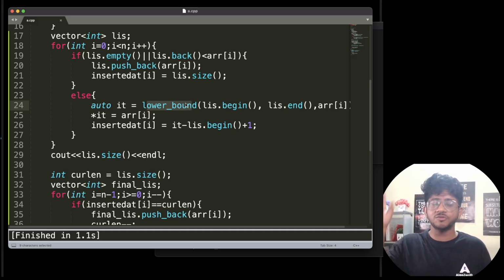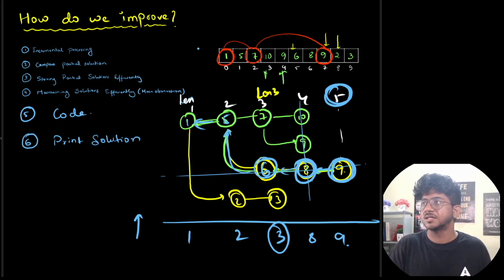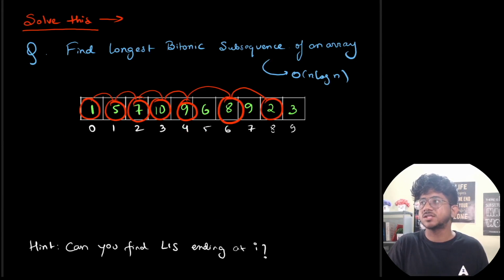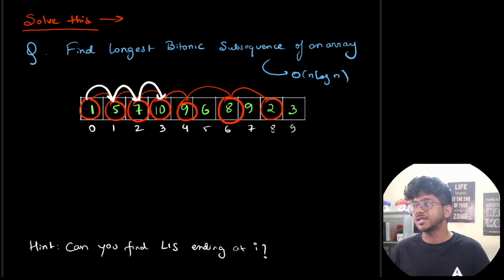That's all for this particular video. I think this is one of the most interesting applications of LIS, and there are many more use cases of LIS. One such thing that I'm going to give you as a quick task is to find the longest bitonic subsequence of an array. So what is a bitonic subsequence? Something that increases and decreases. So first there is an increasing pattern and then there is a decreasing pattern.